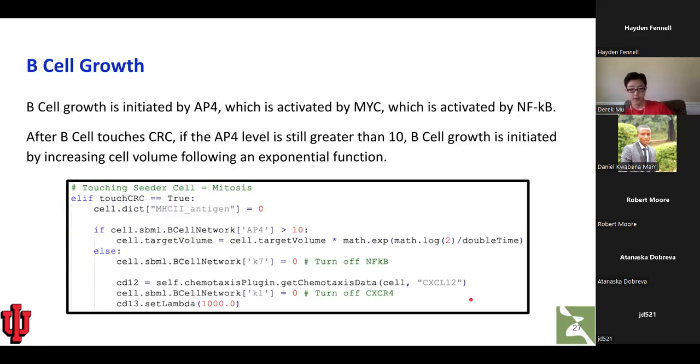B cell growth is initiated by AP4 when it is greater than 10. And AP4 is activated by MYC, and MYC is activated by NF-kappa-B. After a B cell comes into contact with a CRC in the dark zone, if the AP4 level is still greater than 10, then B cell growth is initiated by increasing the cell volume following an exponential function seen here. Otherwise, if the AP4 level is not greater than 10, then the cell just returns to the light zone.